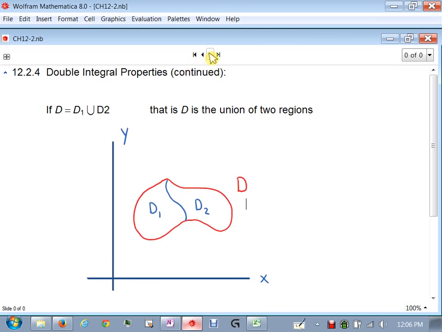All right, double integrals, some more properties of double integrals. We had already talked about some of the things you can do with double integrals, like adding and subtracting them. Constants come out. But it's a pretty cool property.